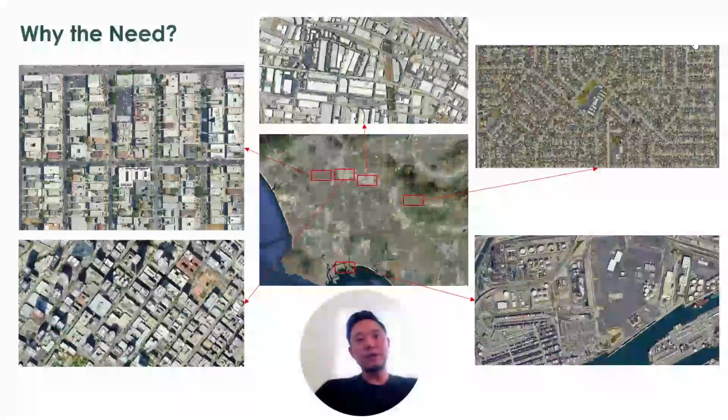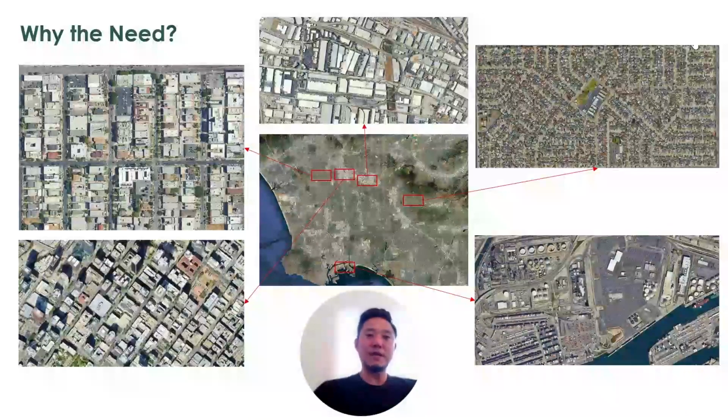So since we know that LA County isn't all single-story, 2-story wood frame construction, we want to be able to identify those regions that are much different in regards to the built-up environment. So here we have a zoomed-in photo of some of these areas that we found in LA County. Bottom left is downtown LA. It's where the mid and high-rise reinforced concrete or steel frame structures are.